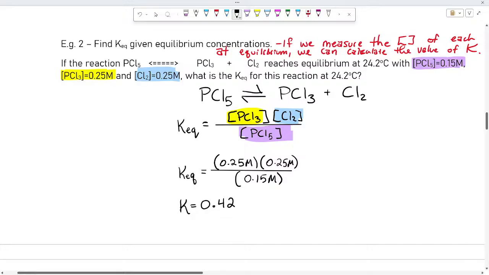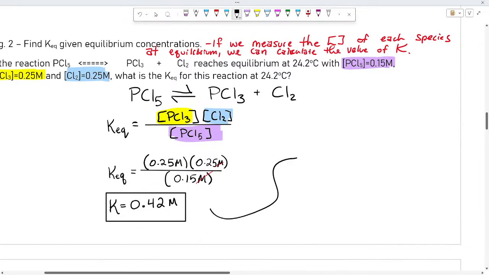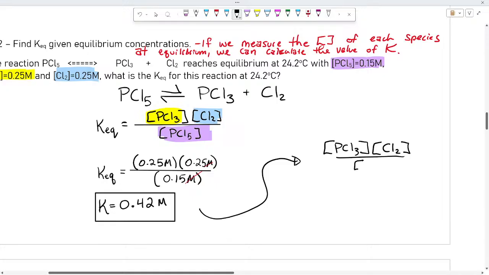Good. And our unit will be, well, in this particular case, that molar will cancel with that molar, and our unit remaining will be molar. That won't always be the case. All right? And now we could rewrite this and say that the concentration of PCl3 multiplied by the concentration of Cl2 divided by the concentration of PCl5 is going to be equal to 0.42 molar at all times at equilibrium. Any equilibrium you set up for this will end up equaling that.